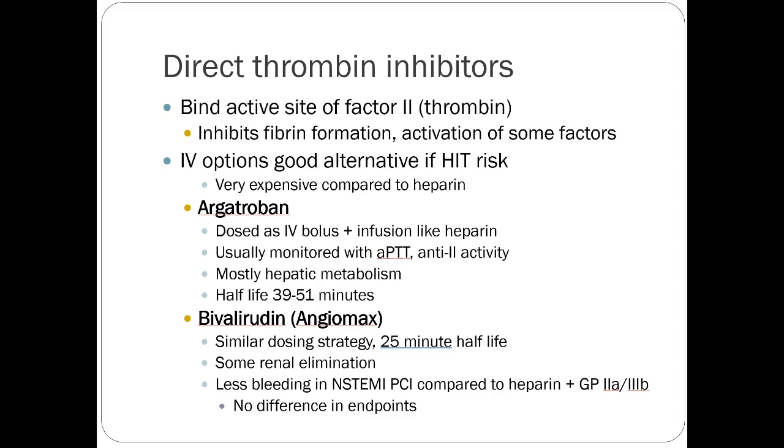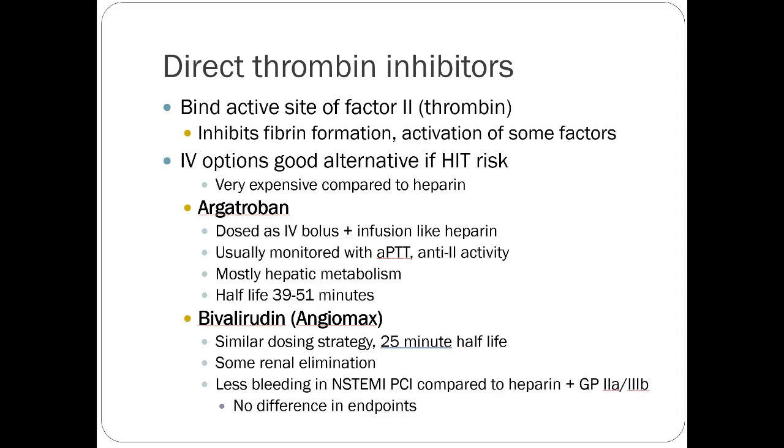But all right, direct thrombin inhibitors. A couple drugs here. They bind to the active site of factor 2, or thrombin, and inhibit fibrin formation. Their IV options on this slide are good alternatives for people who have HIT risk or have HIT already. So argatroban and bivalirudin are the two drugs here. And so usually if somebody has a contraindication to heparin, whether it be HIT or maybe a religious exemption from using the drug, that might be something that they would go to one of these agents for.